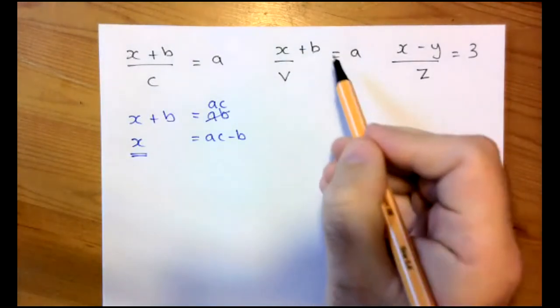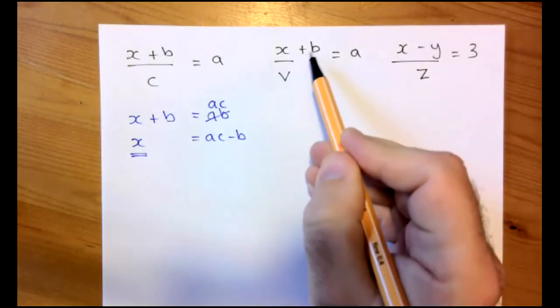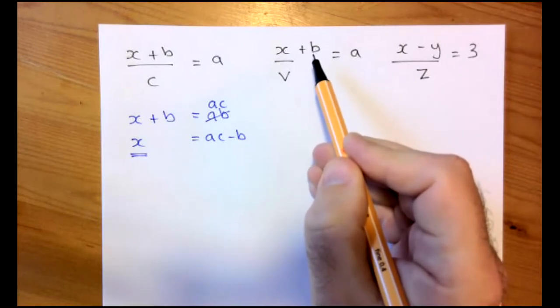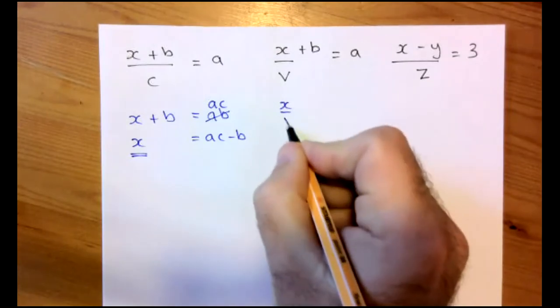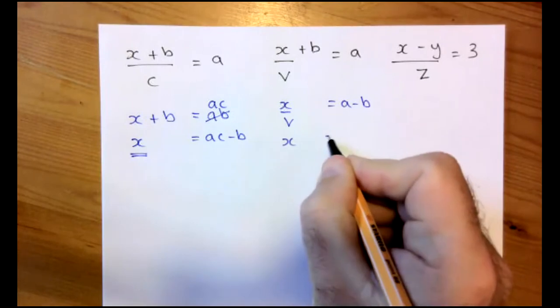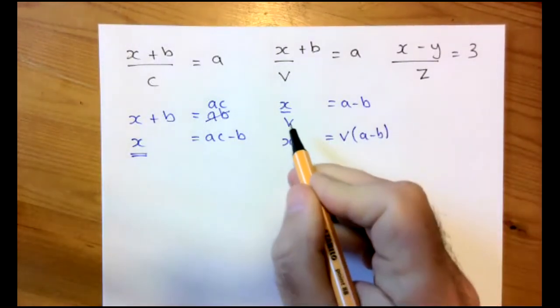Now the second one's slightly different because it's only the x that's divided by the v. So the first thing I need to get rid of is the b. So to get rid of the plus b, I subtract b from both sides. X over v equals a minus b. So x equals v(a minus b). I've multiplied both sides by the v.